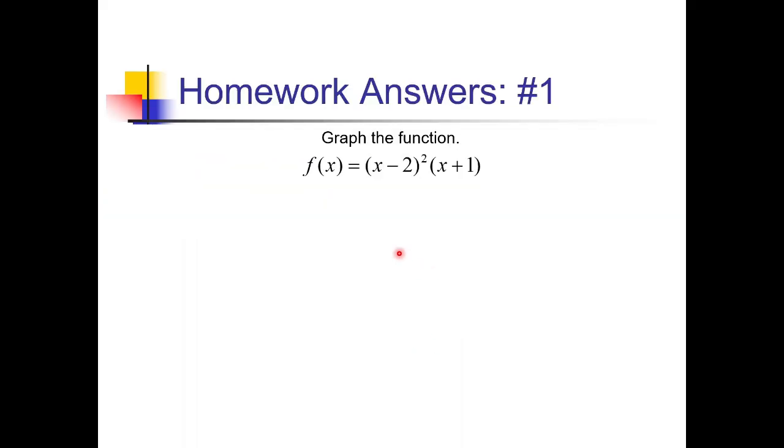For this first problem, we're trying to graph this function that's in intercept form. So let's start by finding the zeros. Those are some easy points. If we zero out each of these factors, we end up with x equals 2 and -1.